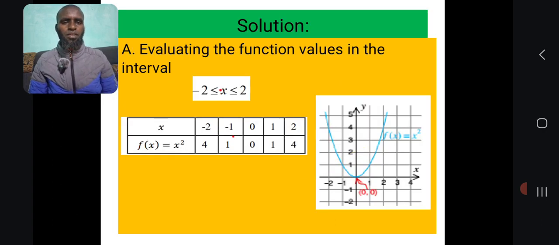To draw the graph of the given function, f of x equals x squared, using the table of values, let's take the range between minus 2 and 2. Giving the value of x, we can calculate y. At x equals minus 2, the value of y is 4. At minus 1, it is 1, because the square of minus 1 is 1, and the square of minus 2 is 4. At 0, it is 0. At 1, 1. At 2, 4.